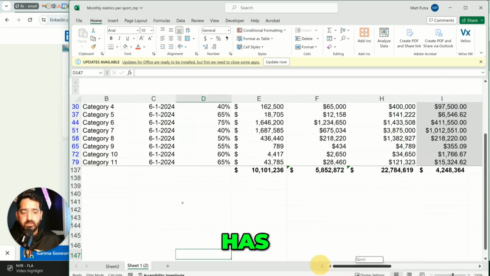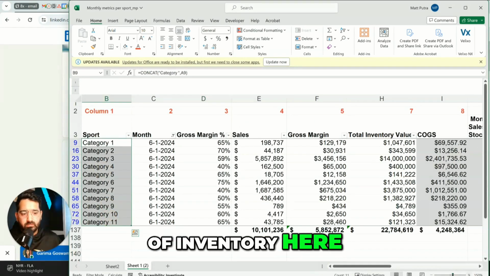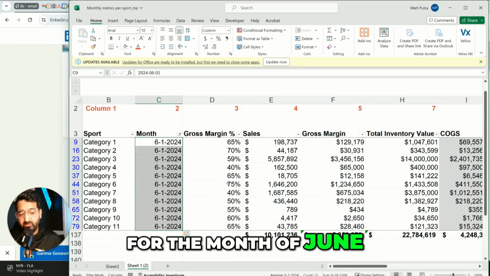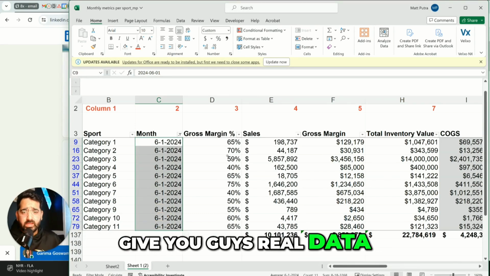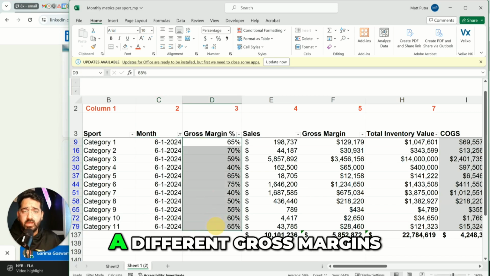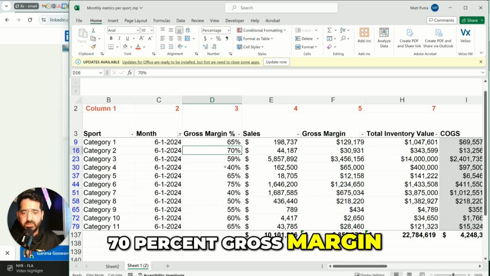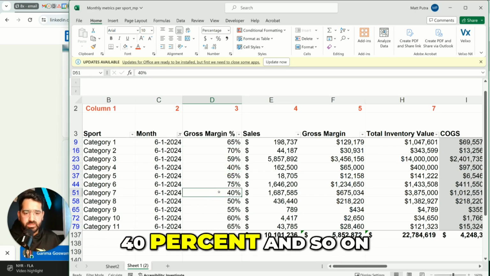This company has 11 categories of inventory here. Okay, this is for the month of June 2024, which has not happened because obviously I can't give you guys real data. And then each category has a different gross margin. You can see that they range. So category 2 is 70% gross margin, 4 is 40%, 7 is 40%, and so on.